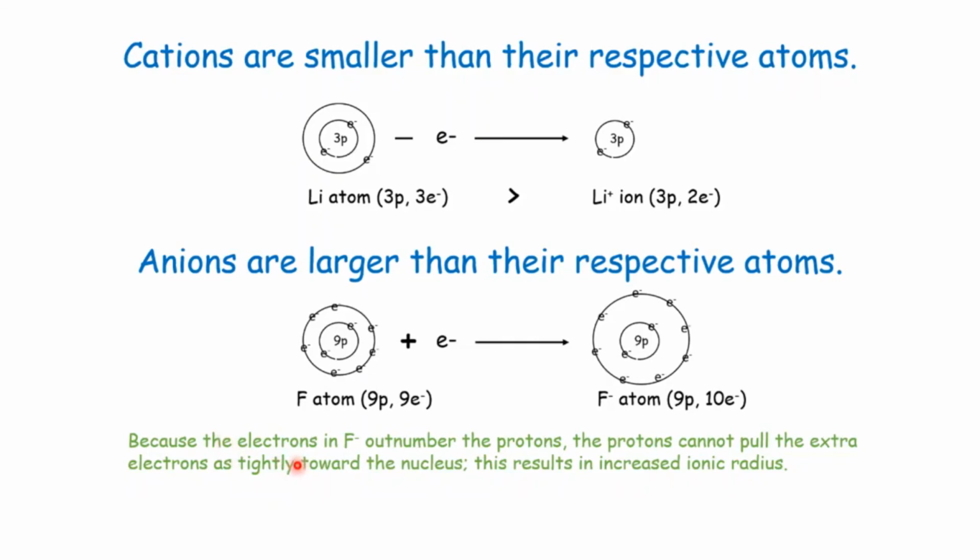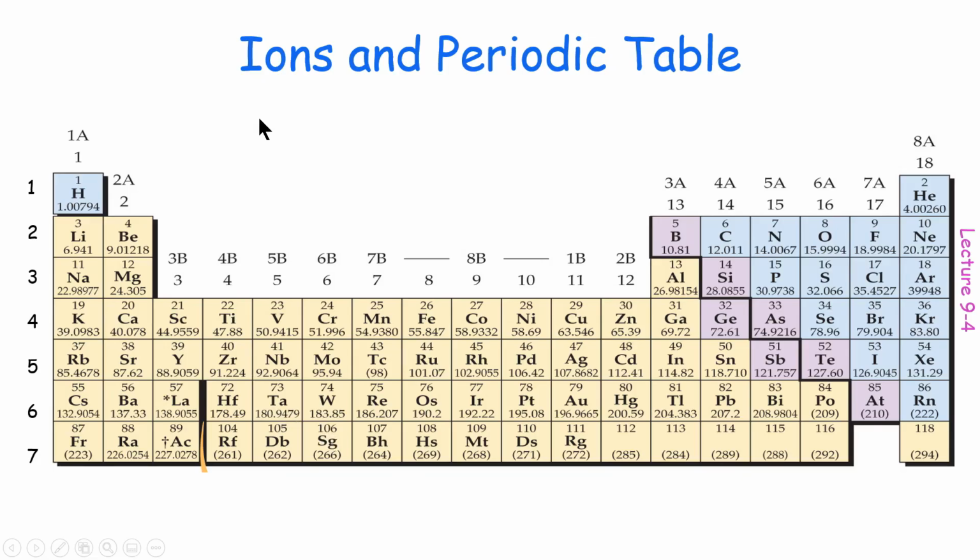Because the electrons, in this case in fluoride, outnumber the protons. We have 10 electrons, 9 protons. So the protons cannot pull the extra electrons as tightly toward the nucleus. This results in increased ionic radius. So that's why anions are larger than their corresponding atoms.